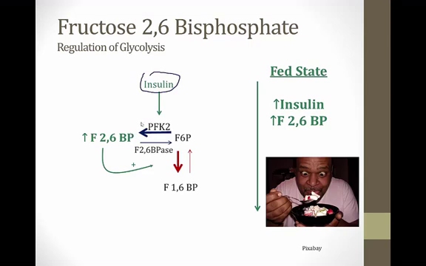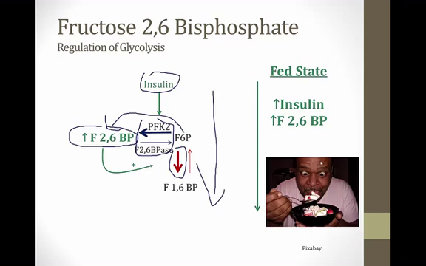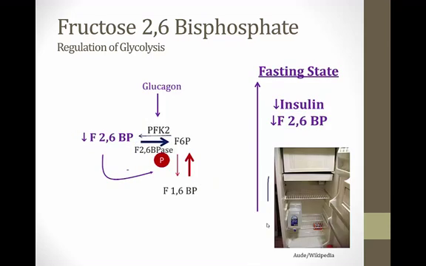Insulin leads to dephosphorylation of these two enzymes. This favors the conversion of fructose 6-phosphate to fructose 2,6-bisphosphate and increases the levels of fructose 2,6-bisphosphate. This turns on glycolysis and therefore activates phosphofructokinase 1 so that glycolysis will proceed. You can see this man is eating, his insulin levels are high, and therefore his fructose 2,6-bisphosphate levels are also high.